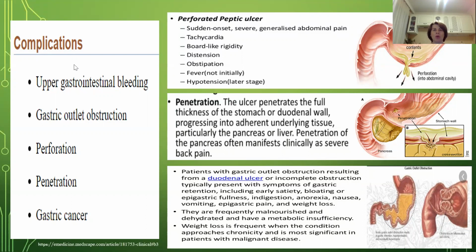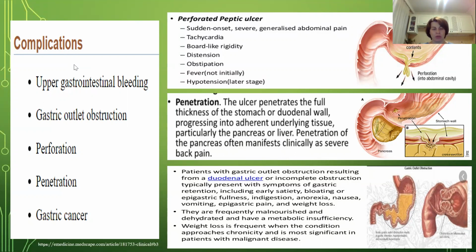Penetration is the same hole in the wall of the patient's stomach or duodenum, but underlying this hole will be another organ of the abdominal cavity. It can be the pancreas, the liver, or even the gallbladder. It penetrates the full thickness of the stomach or duodenal wall, progressing into the underlying tissue, particularly the pancreas or liver. Penetration manifests clinically as severe back pain with signs and symptoms of pancreatitis, peritonitis, or liver hemorrhage, depending on exactly what area is penetrated.